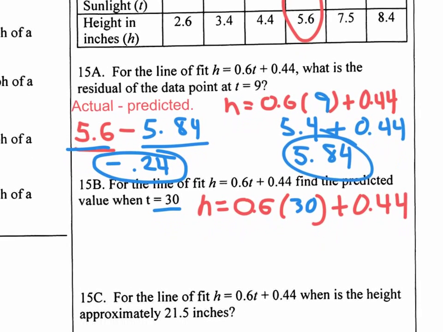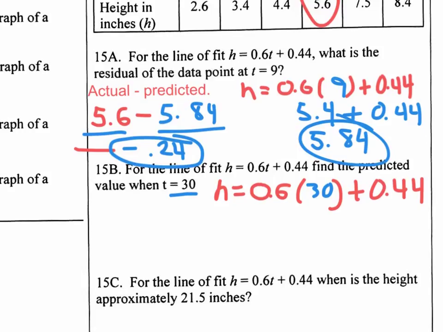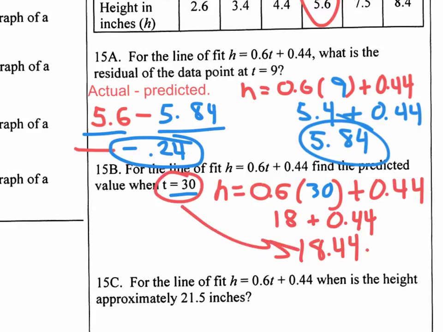So let me work this out. 0.6 times 30, that's actually 18, no more decimal. And then plus 0.44, that's simply 18.44. So what's your prediction? That after 30 hours, it's going to be 18.44 inches tall. That's your answer for part B. Let's move on to part C.